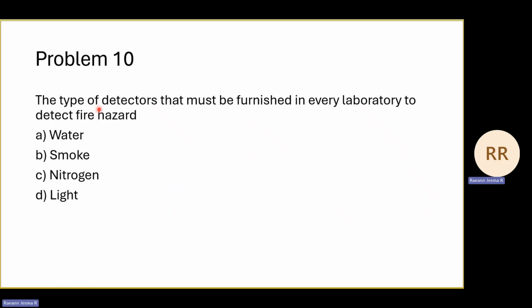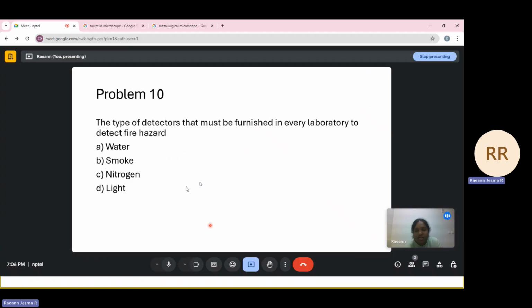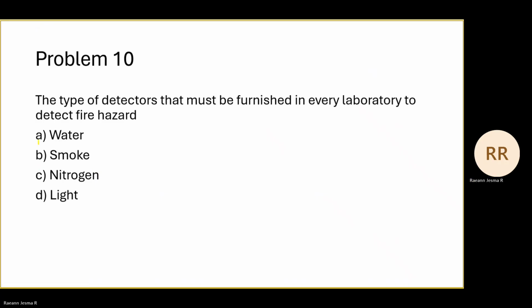Okay. So now let us move on to the next question. Problem 10. The type of detectors that must be furnished in every laboratory to detect fire hazard is option A, water, option B, smoke, option C, nitrogen, option D, light. So which detector do we use to detect the fire hazard? The correct answer is the smoke detector. If there is a fire, then there will definitely be smoke coming out. With that, we can detect the fire hazard. Now let us move on to the next problem.